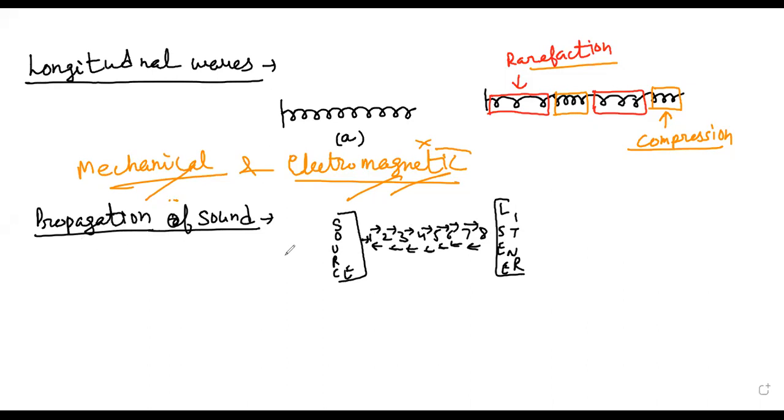And we usually say that sound cannot propagate through vacuum. Why can it not propagate through vacuum? Because in vacuum, these particles will not be there, right? These particles will not be there in vacuum. So if there are no particles, how will sound travel? That will be difficult for sound. That's why we say sound cannot travel through vacuum.